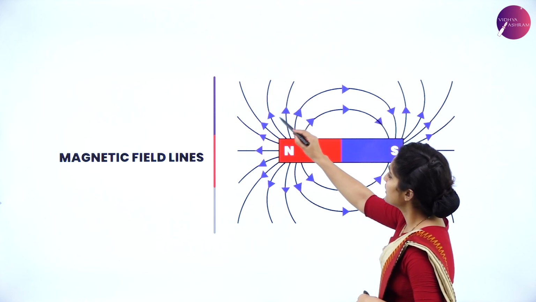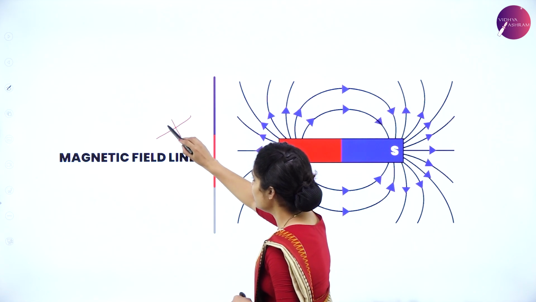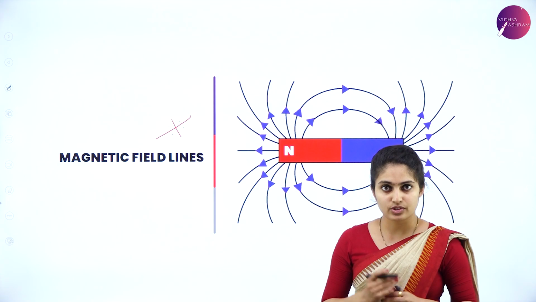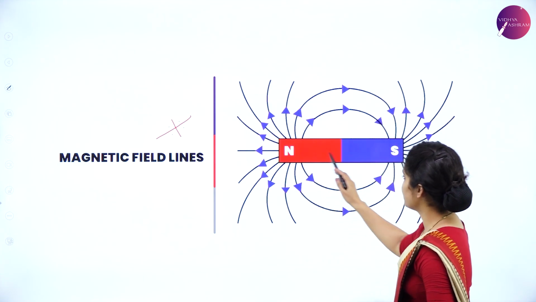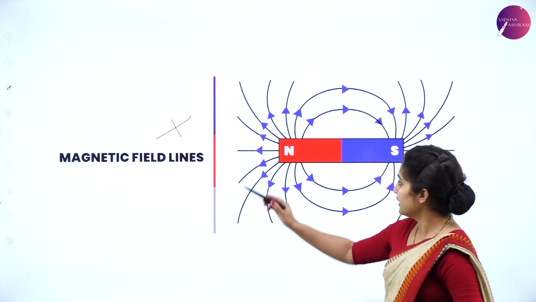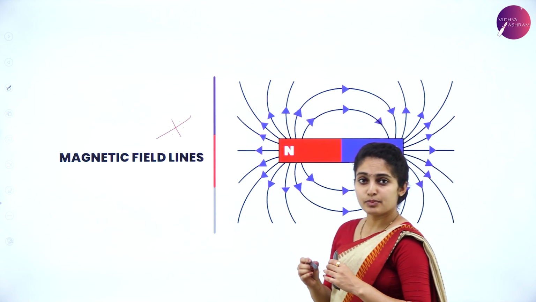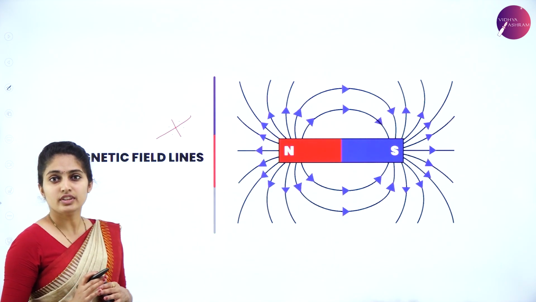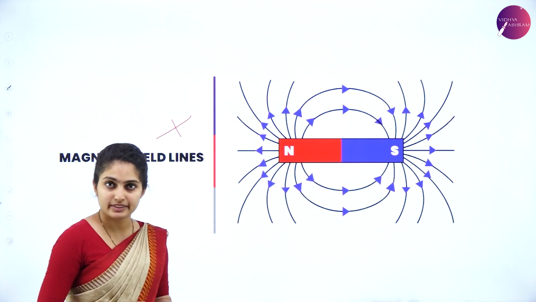Always remember, this arrow notation is very important, and you will have to understand this concept in order to solve application-level questions. So here we have the north pole and south pole. The direction of the magnetic field lines is always away from the north pole towards the south pole. It moves away from the north pole and always moves towards the south pole, which is represented with the help of these arrow marks.